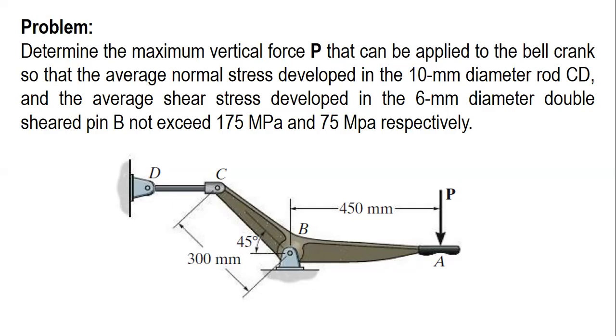So what we are going to do here is we will solve for the force in rod CD in terms of P, as well as solve for the reaction at B in terms of P. And then after that, we will test it using the criteria or the condition given for the normal stress of rod CD as well as the shear stress of the pin at B.